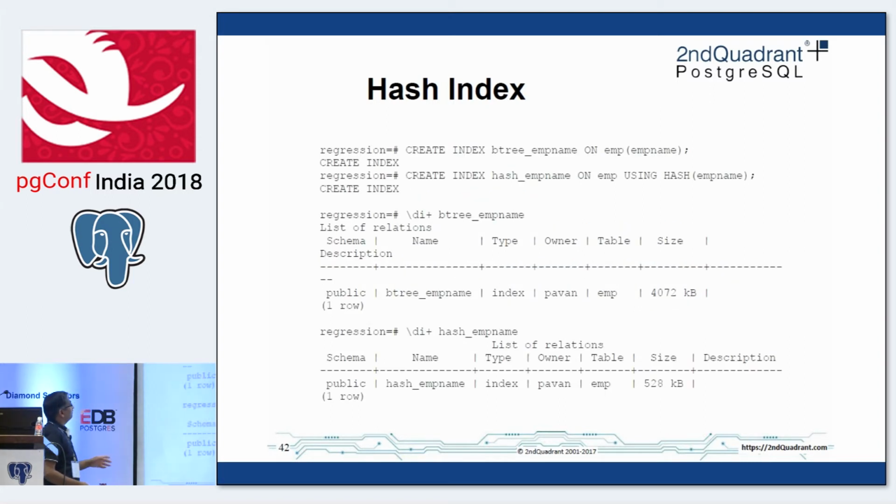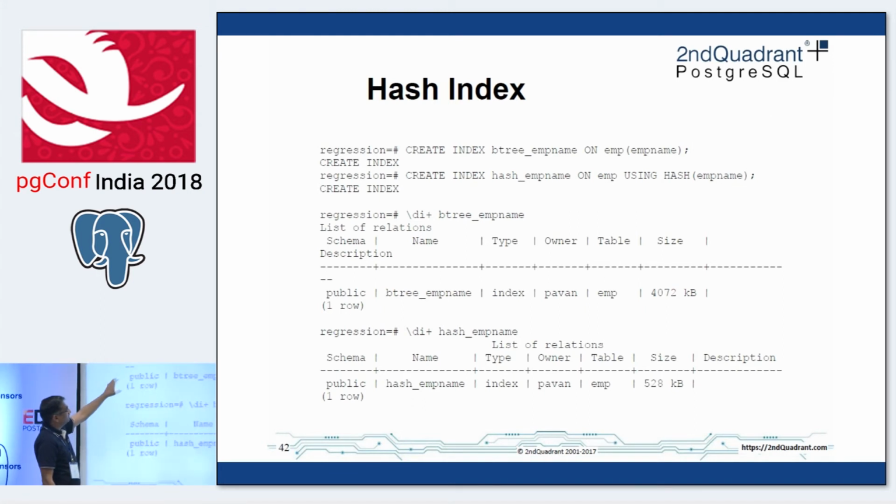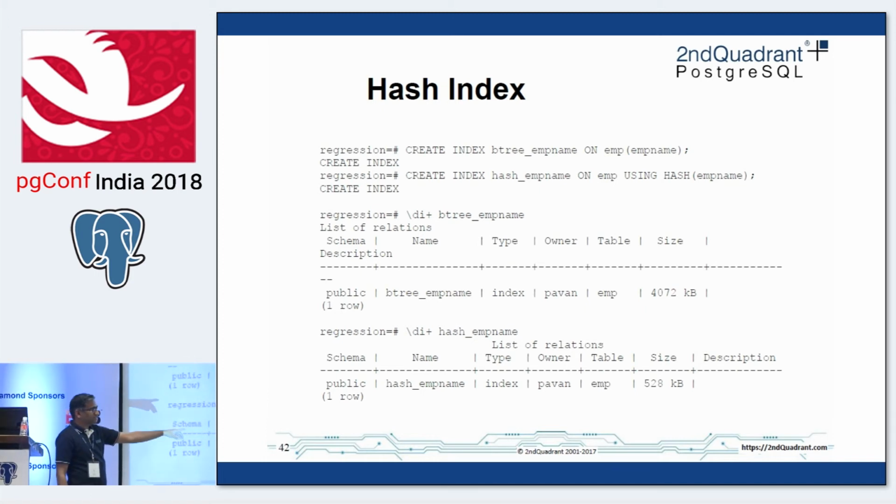The negative side of hash indexes is that they cannot be used for range queries, because anybody who is aware of how hash tables are maintained knows there is no ordering within the hash table. You can quickly find a particular value from the hash table, but you can't find a range of values. As you would see, I've built a B-tree index and a hash index on the same column, and you would notice that the hash index is much smaller compared to the B-tree index.